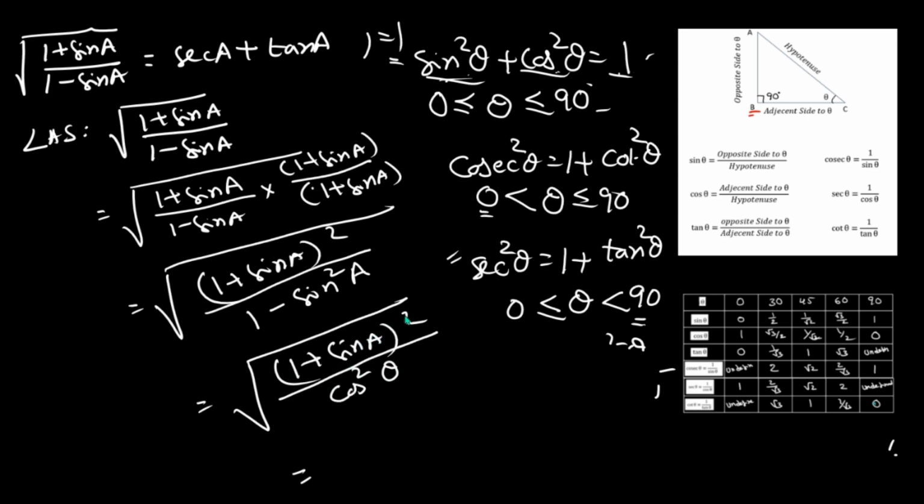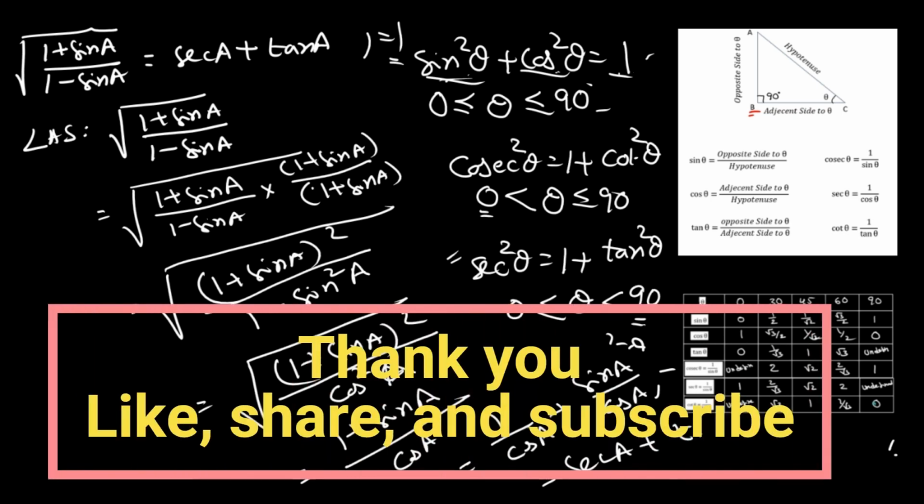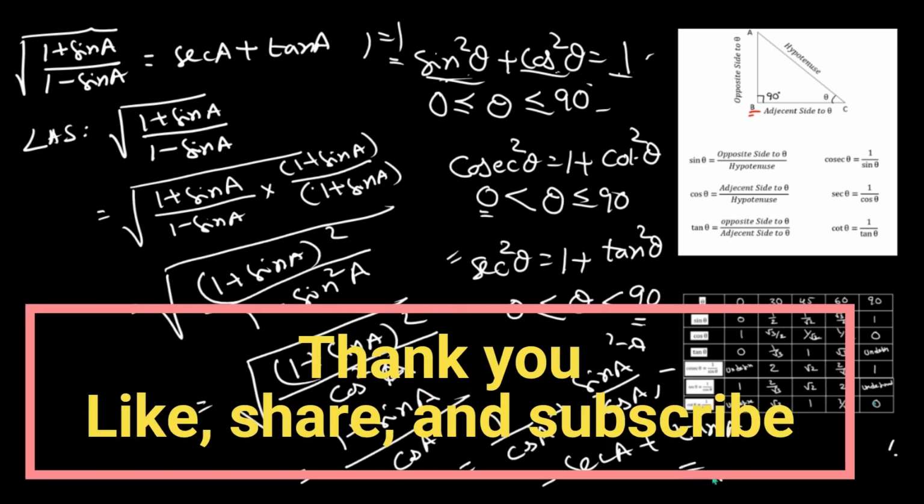So here 1 plus sine A whole square, and the square root will get cancelled. So it is 1 plus sine A divided by cos A, since cos square A becomes cos A. A is the angle here. If you write it here, it becomes 1 by cos A plus sine A by cos A, dividing with individual terms. What is 1 by cos A? It is secant A. Sine A by cos A is tan A, right? So this is the right hand side one.